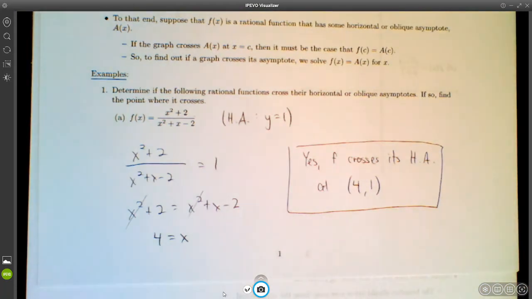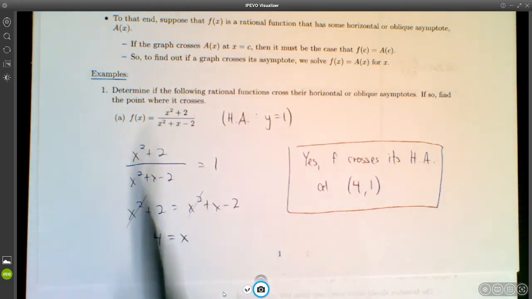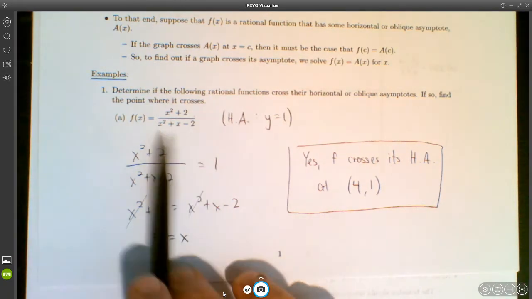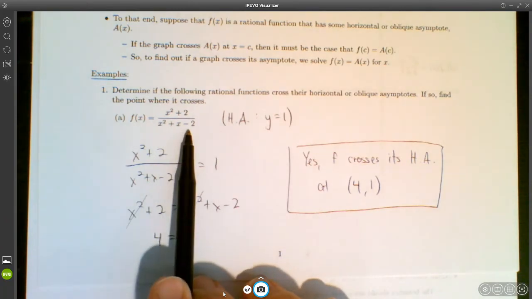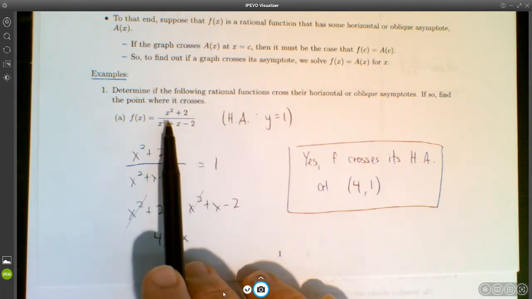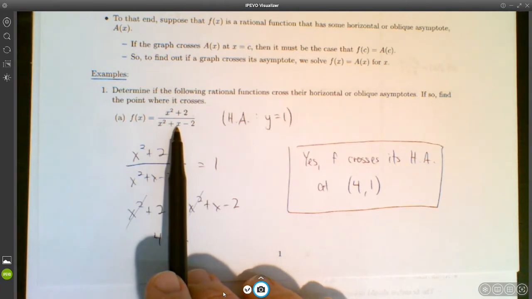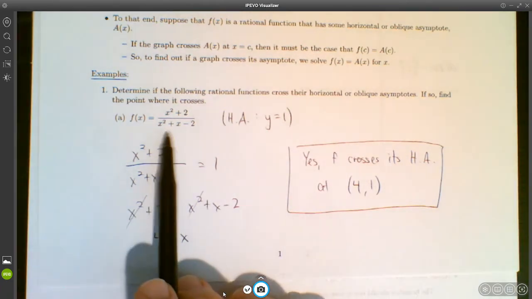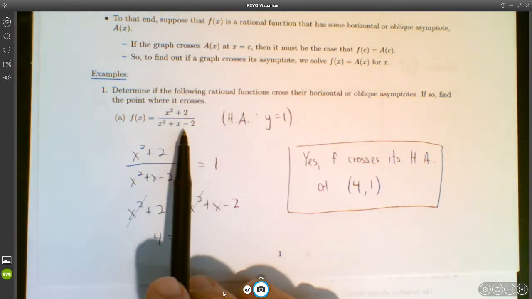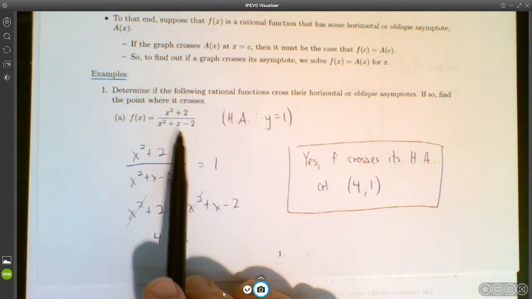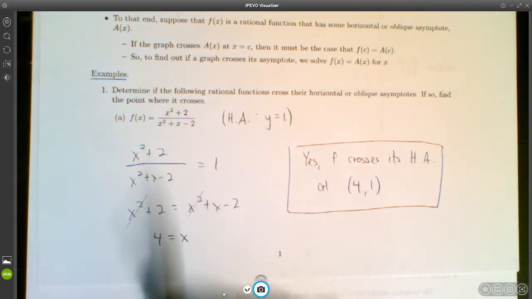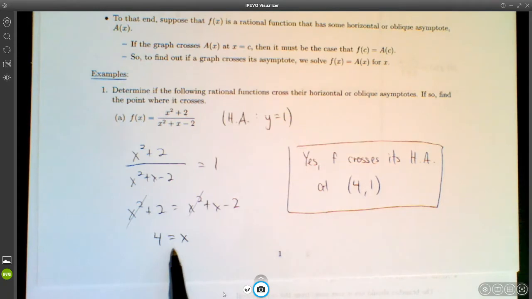One thing that just occurred to me that we may need to check for is that you may solve this and get x equals something, but if that value makes the denominator of your rational function equal to 0, then that tells you that actually your function isn't crossing its horizontal asymptote there. What's happening is that you have either a hole or a vertical asymptote going on at that point.